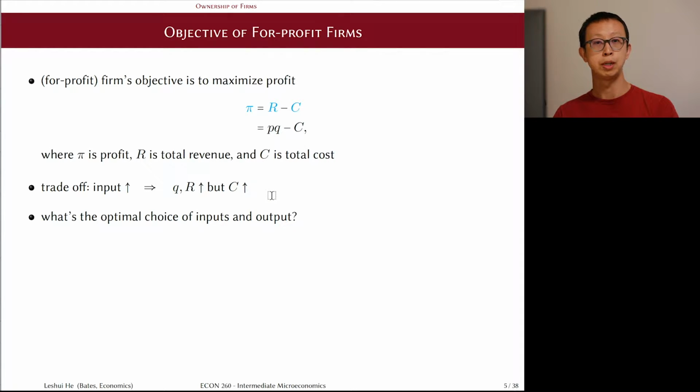If the firm chooses to put in more inputs, it will produce more output. But then that will consequently increase its revenue, but it also incurs higher cost. So how does the firm make optimal choices to maximize its profit? In addition, if the firm is large enough relative to its market, then as the firm produces more output, the market price may also go down along a demand curve. That will put extra downward pressure on the revenue. This further complicates the trade-off. So how do we start to think about this?